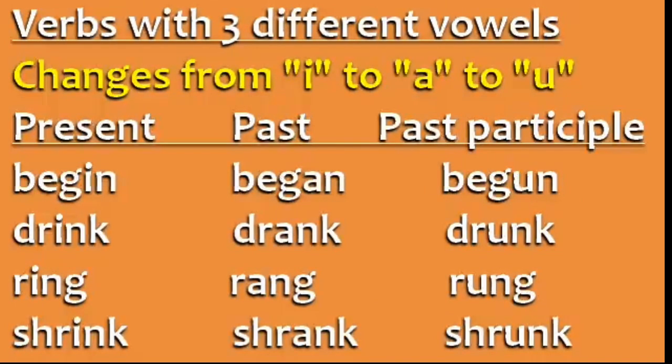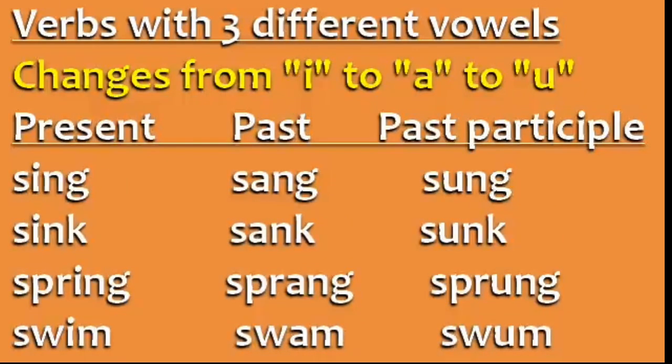Verbs with 3 different vowels. In this group, the vowel changes from I to A to U. Begin, began, begun. Drink, drank, drunk. Ring, rang, rung. Shrink, shrank, shrunk. Sing, sang, sung. Sink, sank, sunk. Spring, sprang, sprung. Swim, swam, swum.